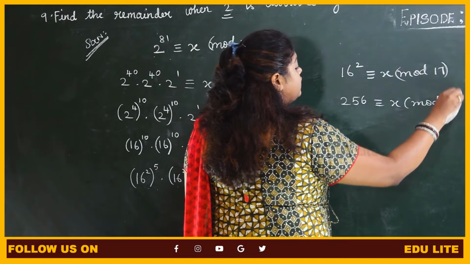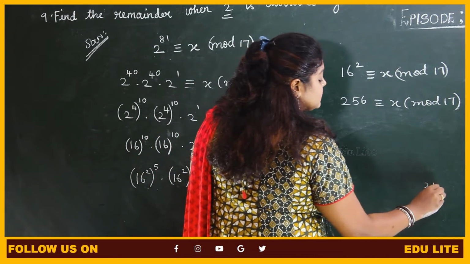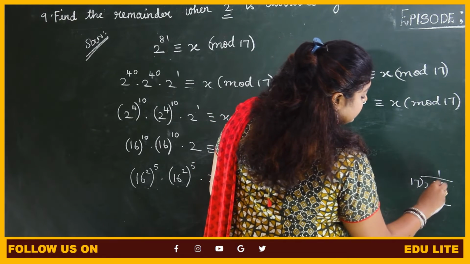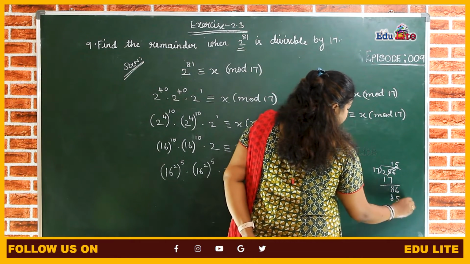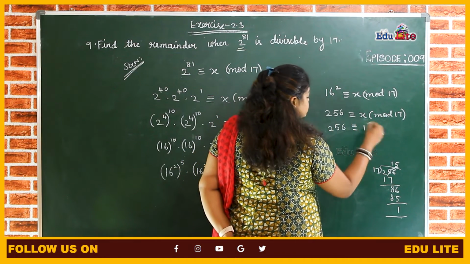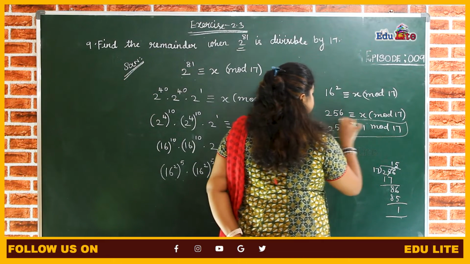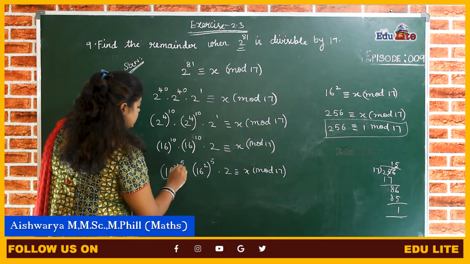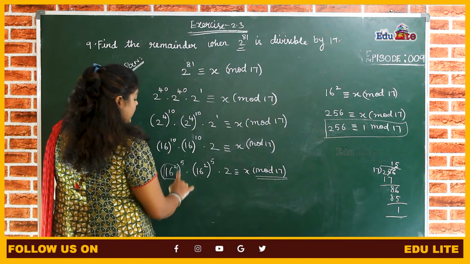What does it mean? 256 when divided by 17, what is the remainder it gives? 256 divided by 17: 5 times 17 gives 85, 16 times gives 272... so 15 times gives 255, and the remainder value is 1. 256 is congruent to 1 mod 17. So here we solved 16 squared mod 17, and for that we got the value as 1.